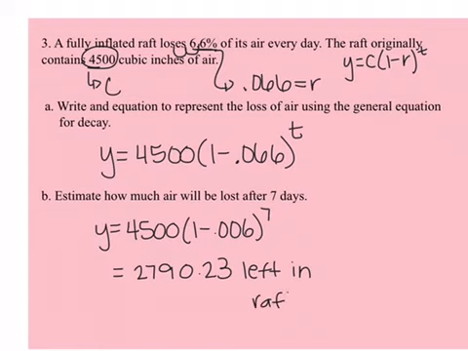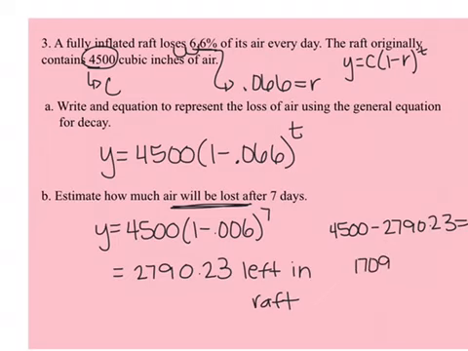So this is left in my raft after 7 days. But the question is asking how much air have we lost. So we want to go ahead and take what we started with and subtract what I have left to see how much we lost. So if I do that, I get 1,709.77 cubic inches lost.